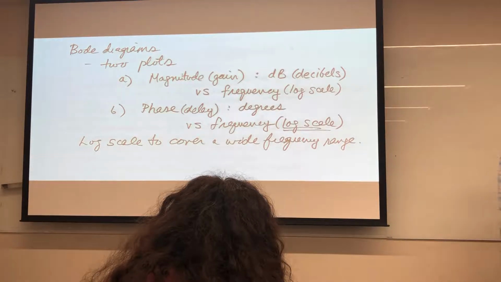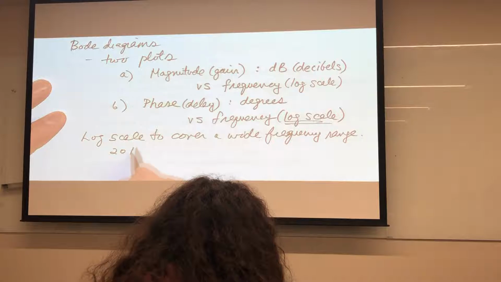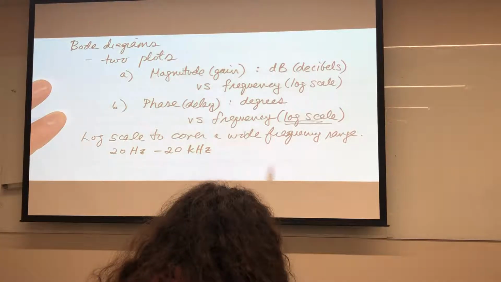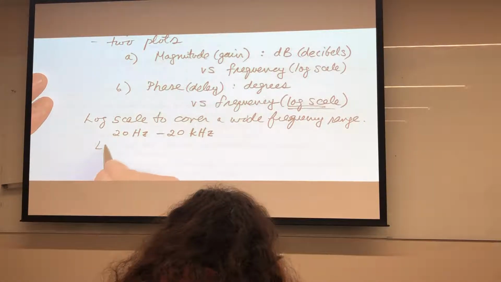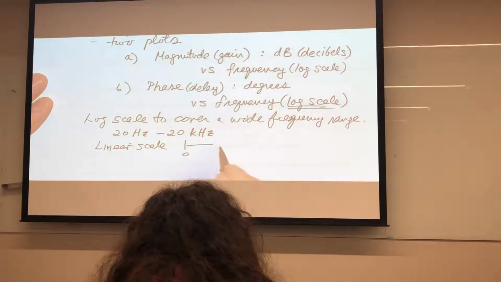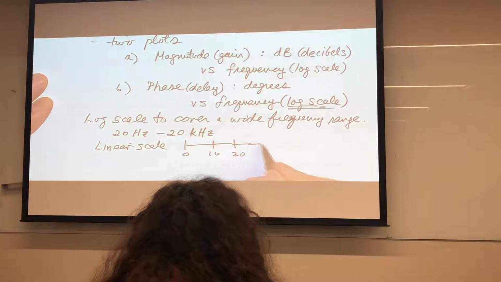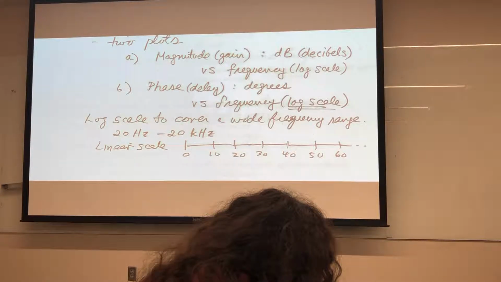And so imagine we're trying to say we want to cover 20 hertz to 20 kilohertz. Okay? So let's start plotting this on a linear scale. We would say here's 0, here's 10, here's 20, that's good. Here's 30, here's 40, here's 50, here's 60, and now we start seeing problems. Okay, this is hertz.